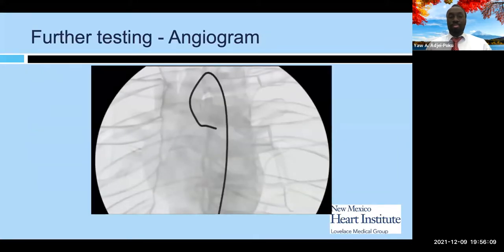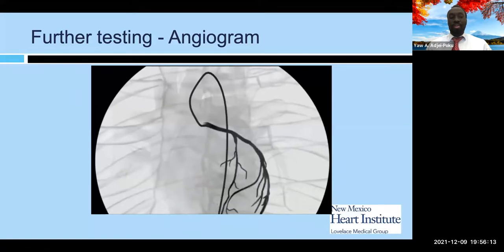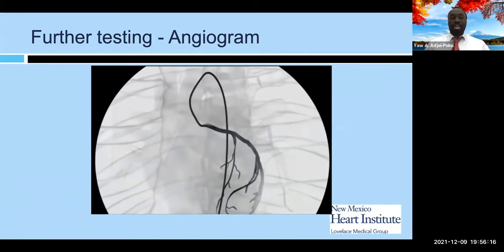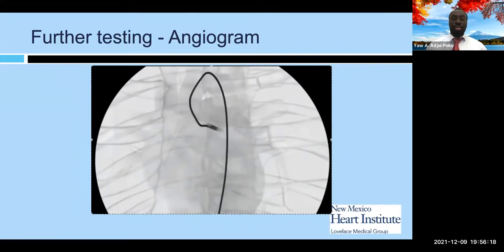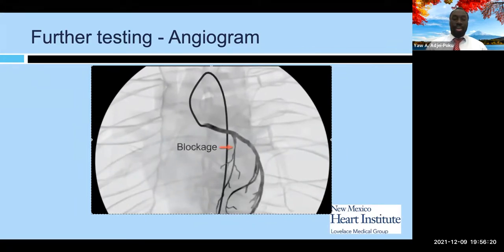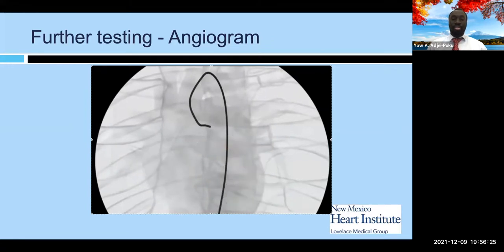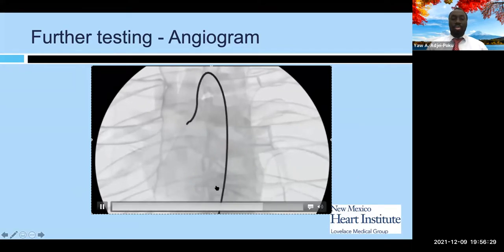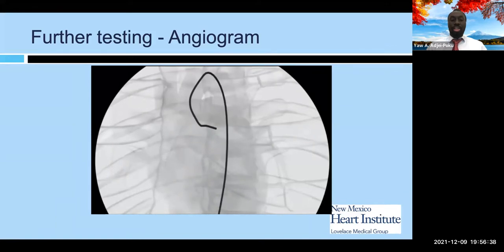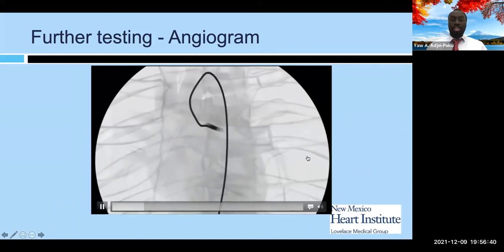Further testing can be performed with what's called an angiogram. An angiogram is a test where we put catheters either through your wrist or through your groin. These catheters go into one of the main blood vessels, called the aorta, and go all the way up to the blood vessels that supply the heart itself. When we're doing an angiogram, we inject contrast into these blood vessels.